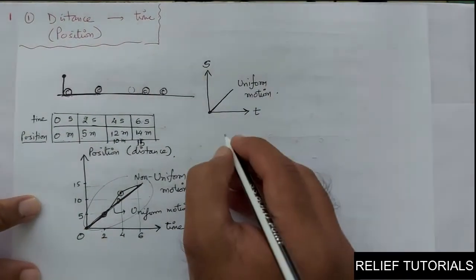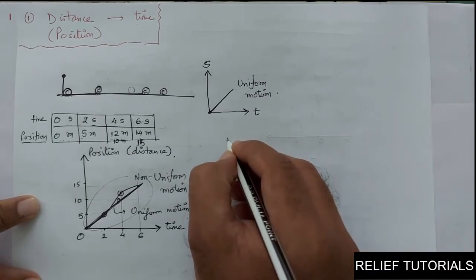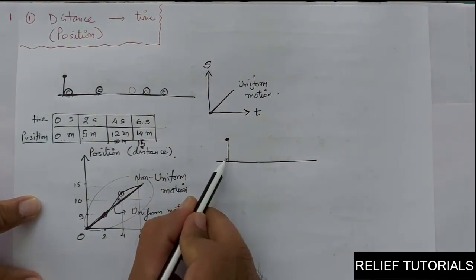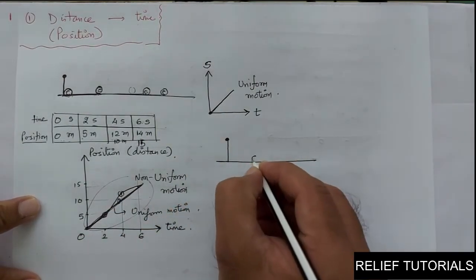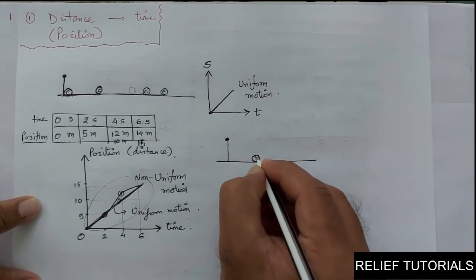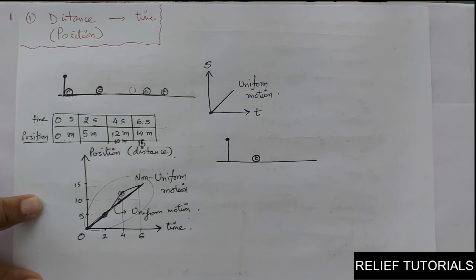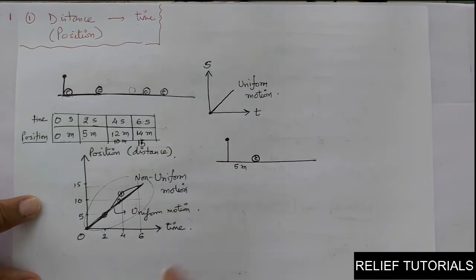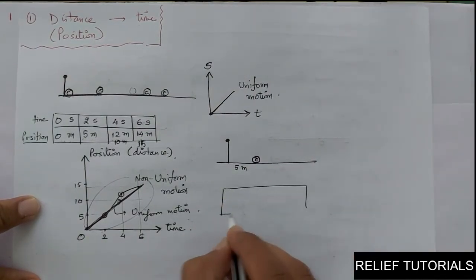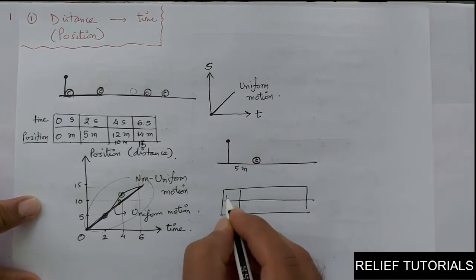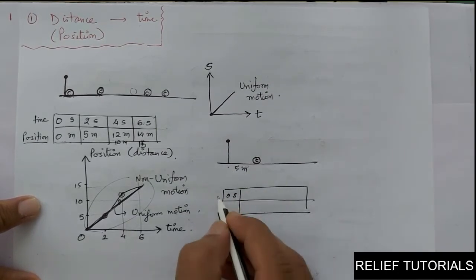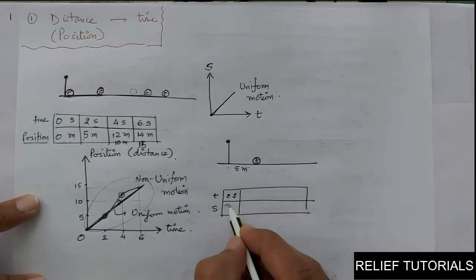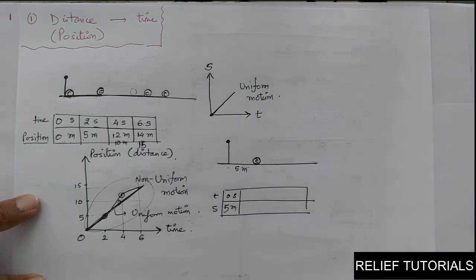Let's take one more example. Consider here is the reference point. Means you are standing here. One of the cars is here, stationary, not moving. The car is here, already at 5 meter distance away. Now the car starts to move. So what should be the first reading? So at 0 second, this is time, and here we are going to write the position. So at 0 second, the car is already at 5 meter distance from the origin.